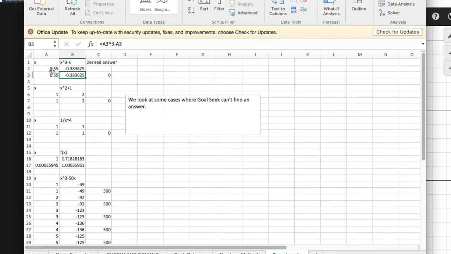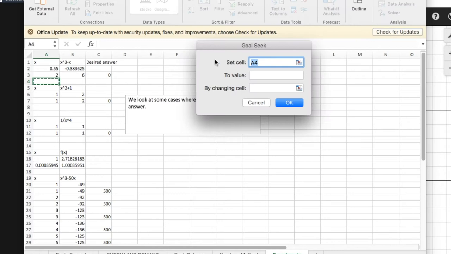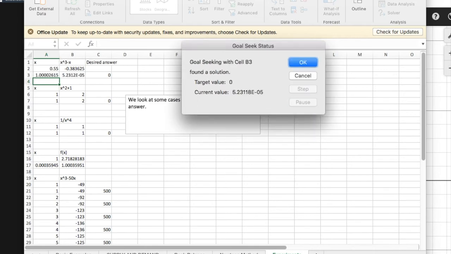I'm going to cancel that, but instead of starting at 0.55, I'm going to start at 2, do my goal seek. I'd like to change B3, make that equal to 0 by changing A3. We've got the answer of 1 because we started on the other side of that.